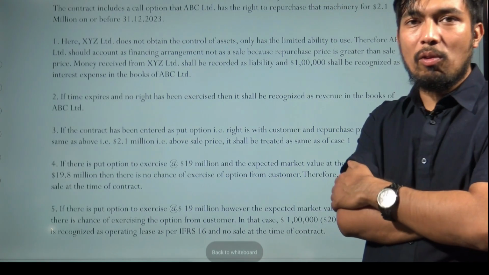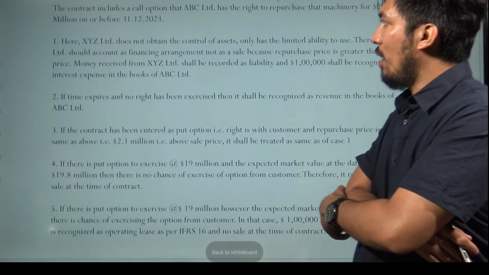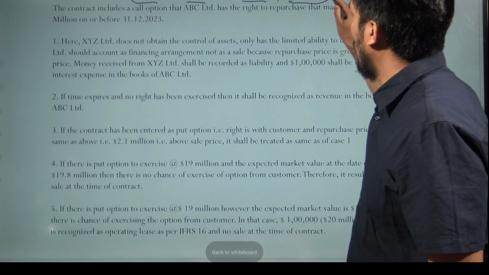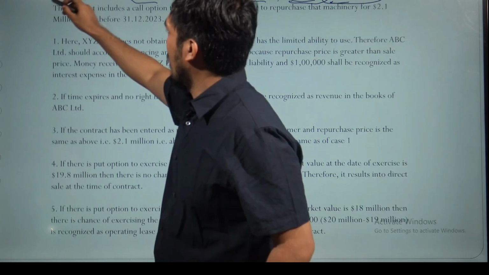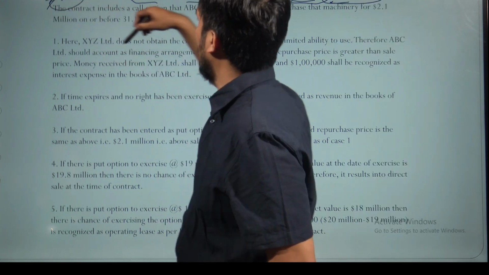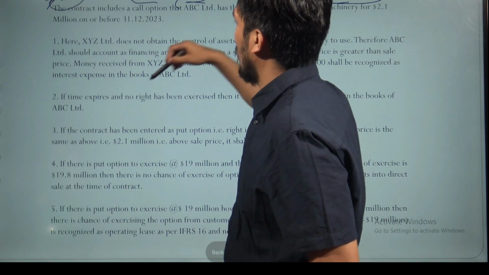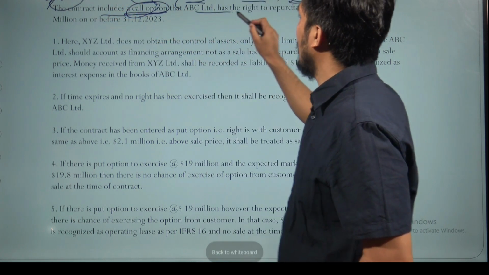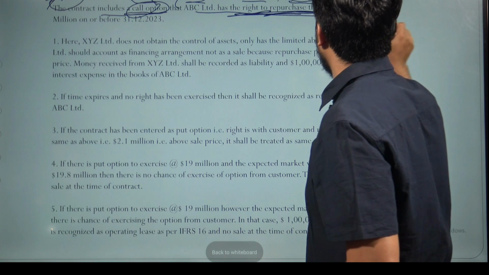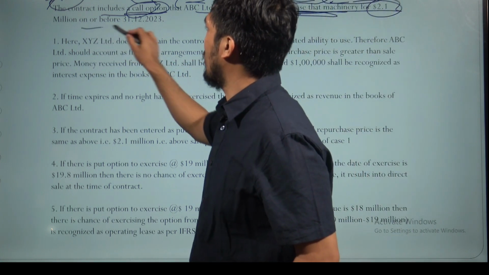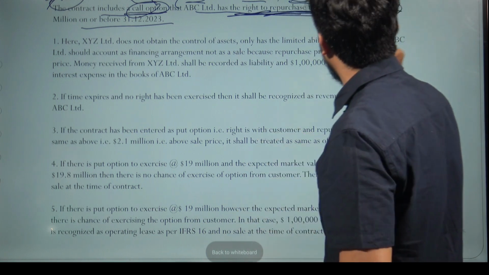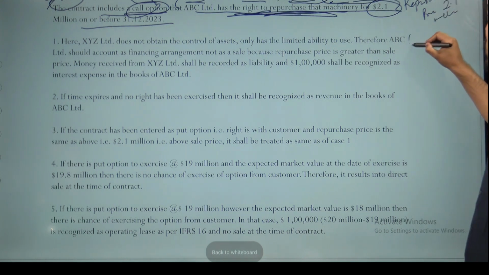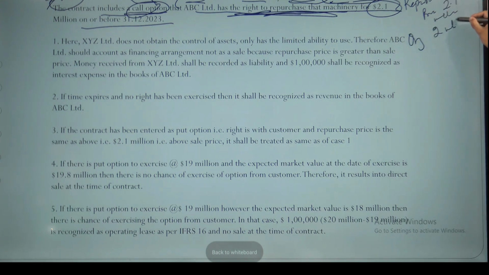Now let's take an exam question that has been asked in the IFRS exam. ABC Limited enters into a contract with XYZ Limited for sale of machinery on 1/1/2023 for $2 million. ABC Limited is the seller and XYZ Limited is the buyer. The contract includes a call option. The call option right lies with ABC Limited. ABC Limited has the right to repurchase that machinery for 2.1 million on or before 31st December 2023. Here the repurchase price is $2.1 million and the original selling price is $2 million.